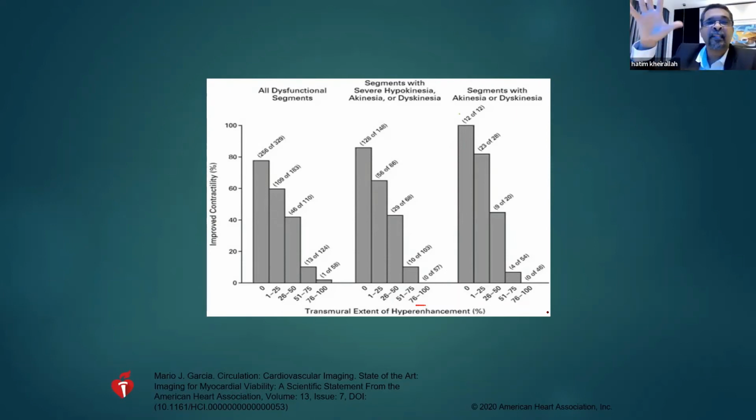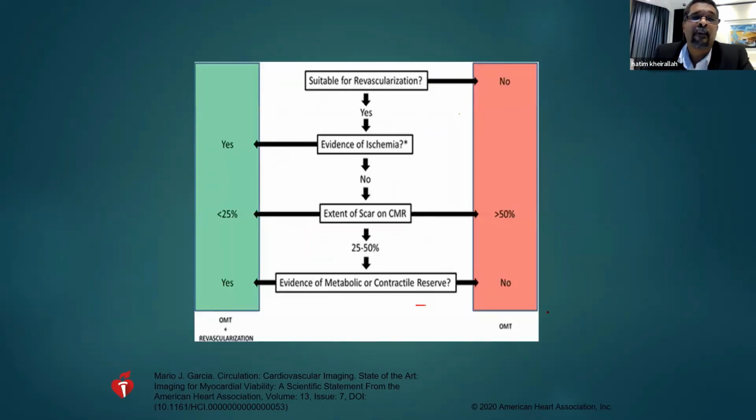And 50% is the threshold. More than 50% is non-viable. That's what you have to remember. Don't bother yourself with the figures and stuff like that. More than 50% of wall thickness involvement by delayed hyperenhancement is non-viable. This is how CMR checks for viability.